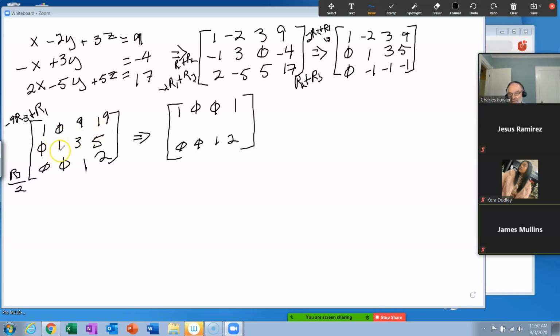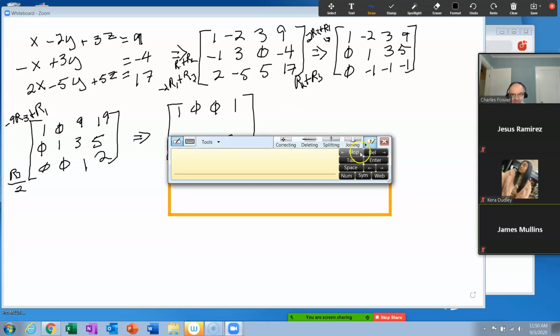We got a 0 here, right here. We need a 0 there. Okay? So in this case, we'll do row 3 using that leading 1. Negative 3 times row 3 plus row 2.